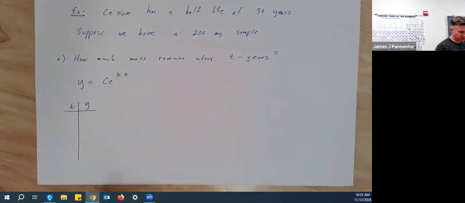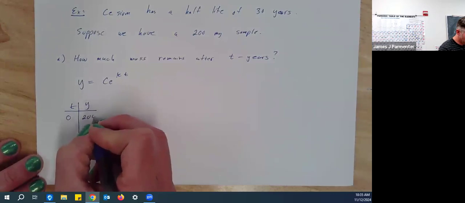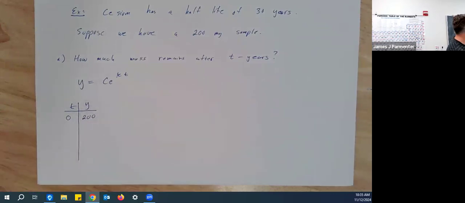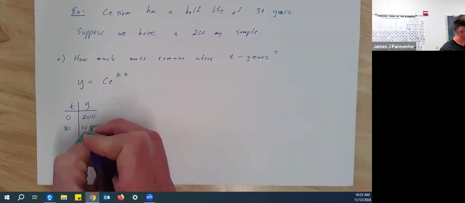So we know that we're starting with a 200 gram sample. So at time 0, we have 200 grams. And then we are given another data point. It's just kind of hidden. We're told that cesium has a half-life of 30 years. That means that 30 years later, we should have 100 grams.